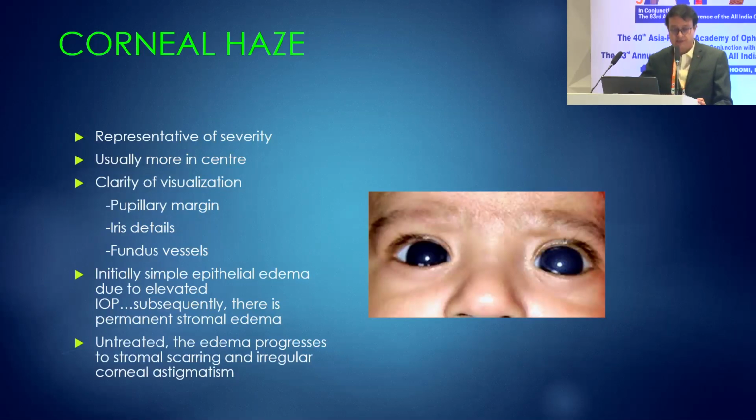The corneal haze is representative of the severity. The greater the haze, the greater is the severity of the glaucoma. It's usually more in the center, and we have to document what structures are visible, like the pupillary margin, iris details, and fundus details.